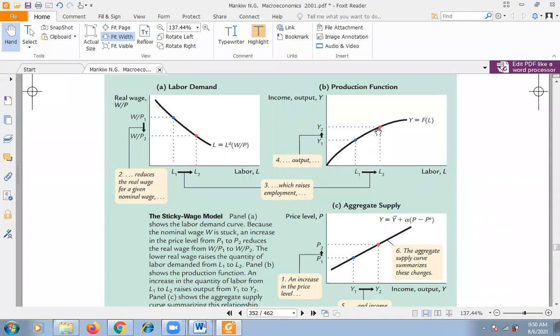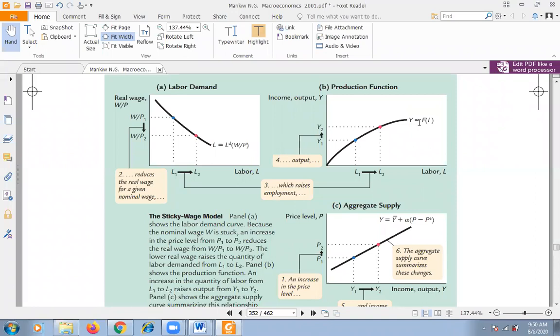By joining the 2 points, the blue color and the red color, we derive output. Y is a function of L. As you see here, this is the labor demand function. So this is the output function, the production function, the production line. Getting the point?